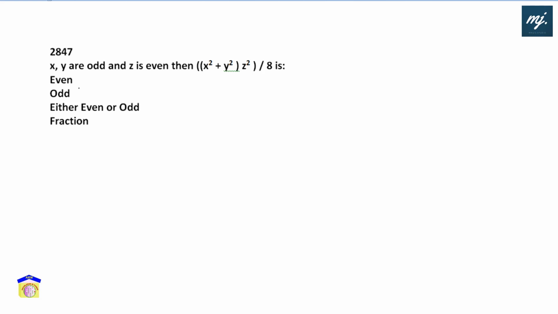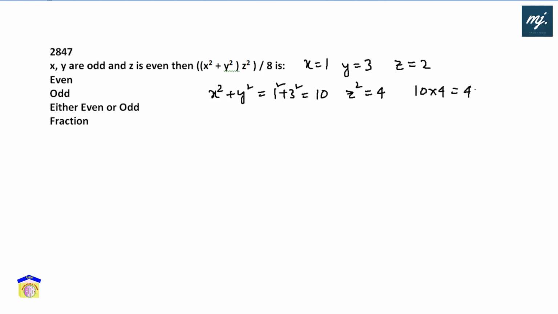Okay, for these kinds of questions where x, y are odd and z is even, it is always feasible to pick any numbers and see. Let x be 1, y be 3, which are odd, and z be 2, which is even. Then x squared plus y squared is 1 plus 9, that is 10, and z squared is 4. That means 10 into 4 is 40, and 40 divided by 8 gives 5. That is an odd number.